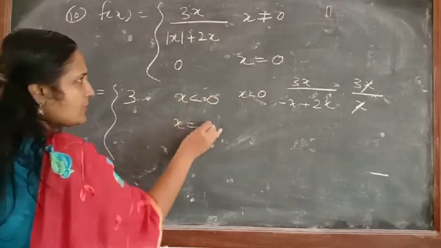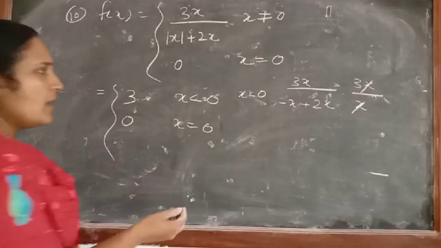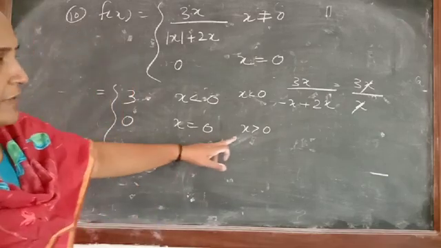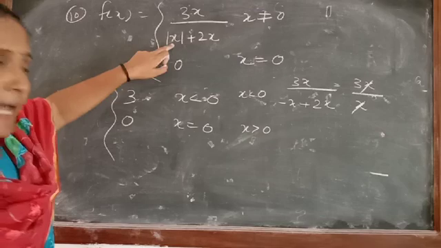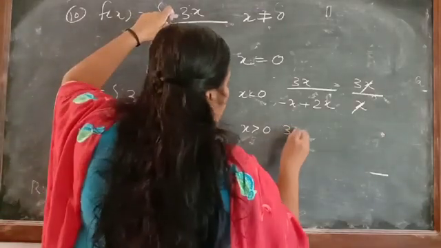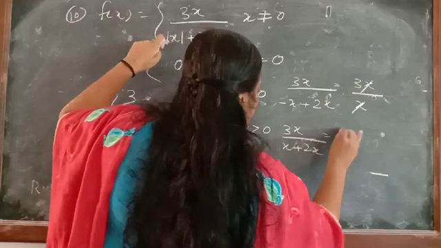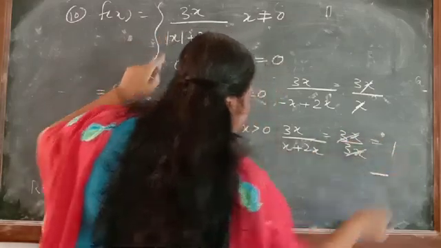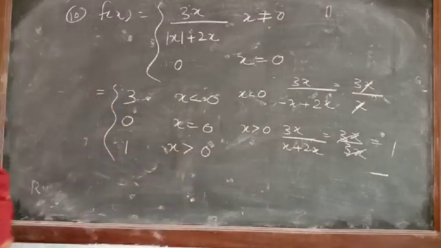And if x is equal to 0, we have the value equal to 0. Now we will check for x greater than 0. We know if x is greater than 0, mod x will be equal to x. Then the function will become 3x by x plus 2x, which will be equal to 3x by 3x. Both will get cancelled, and we will get 1 if x is greater than 0.